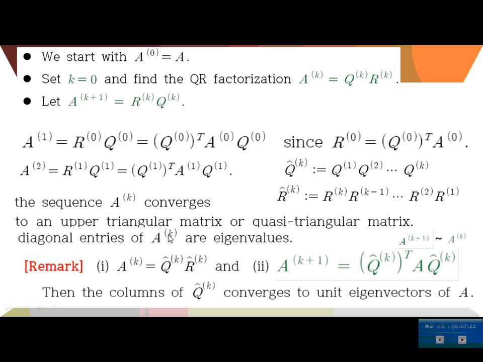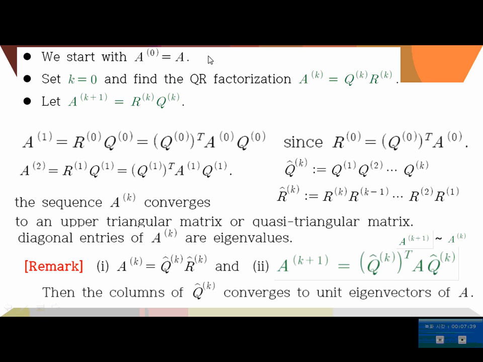Okay? This is the algorithm. I made it as one page to show you. If we start with the matrix, say A to the zeroth power, A 0, let this be A.